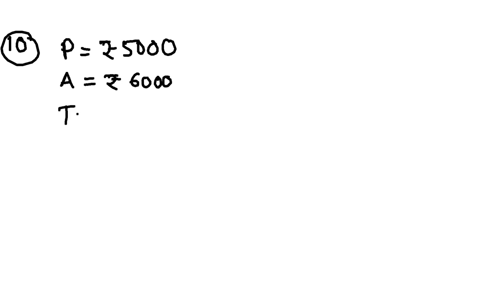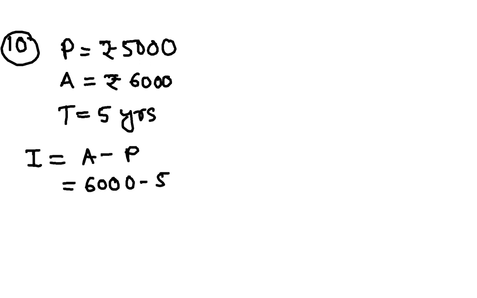Okay, this question says 5,000 amounts to rupees 6,000 in 5 years. So they're saying principal is rupees 5,000, amount is rupees 6,000, time is 5 years. Principal is 5,000, amount is 6,000. So how much is the interest then? Interest is amount minus principal. So 6,000 minus 5,000. So 1,000 rupees is the interest.